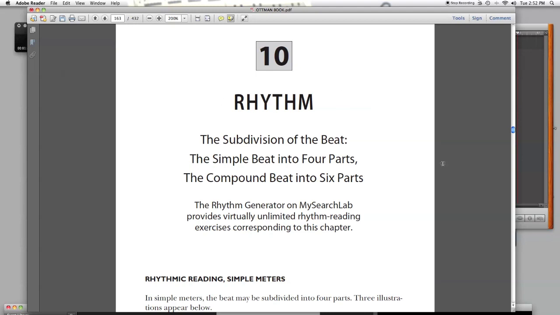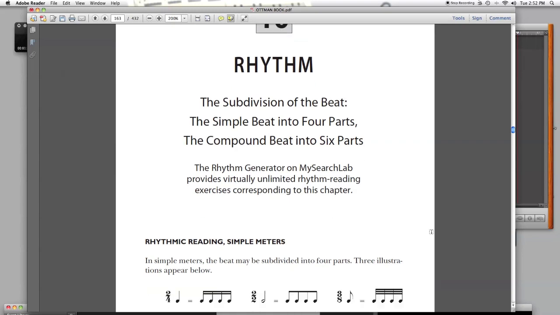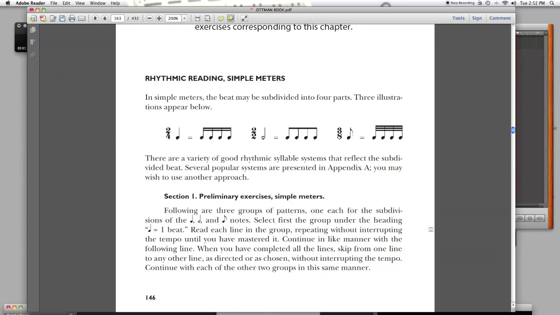In the meantime, let's go into Chapter 10. Chapter 10 is really focused on rhythm, to the exclusion of actually anything else. So everything here in Chapter 10 will be rhythm. We can just use this as a rhythm review this week. Let's get into Chapter 10, starting here on page 146.